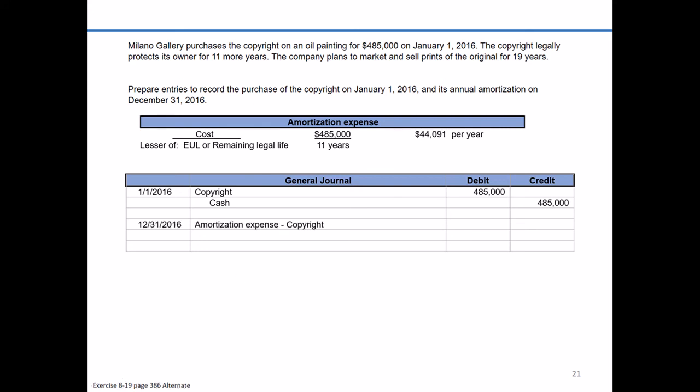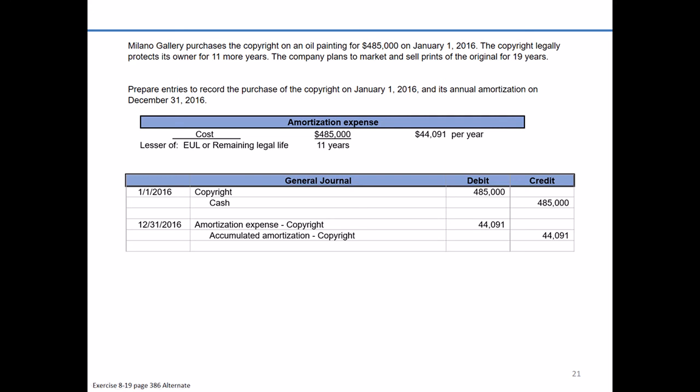So we debit amortization expense, just like we would have debited depreciation expense, for $44,091, and we credit accumulated amortization, a contra asset account. So this would appear as a deduction from the copyright on the balance sheet, also for $44,091.